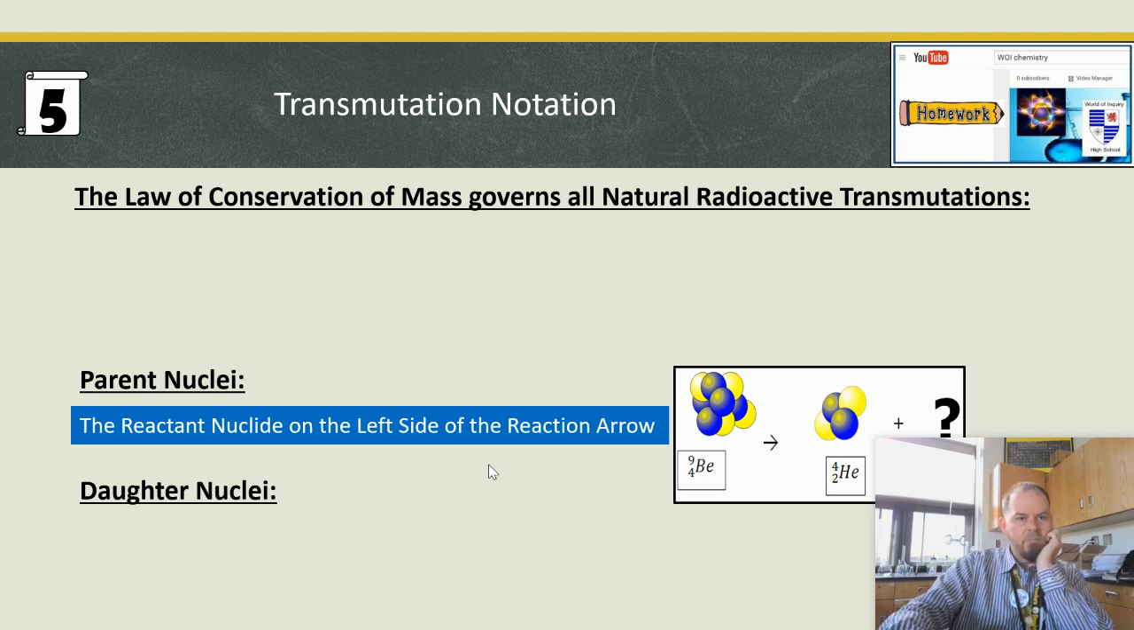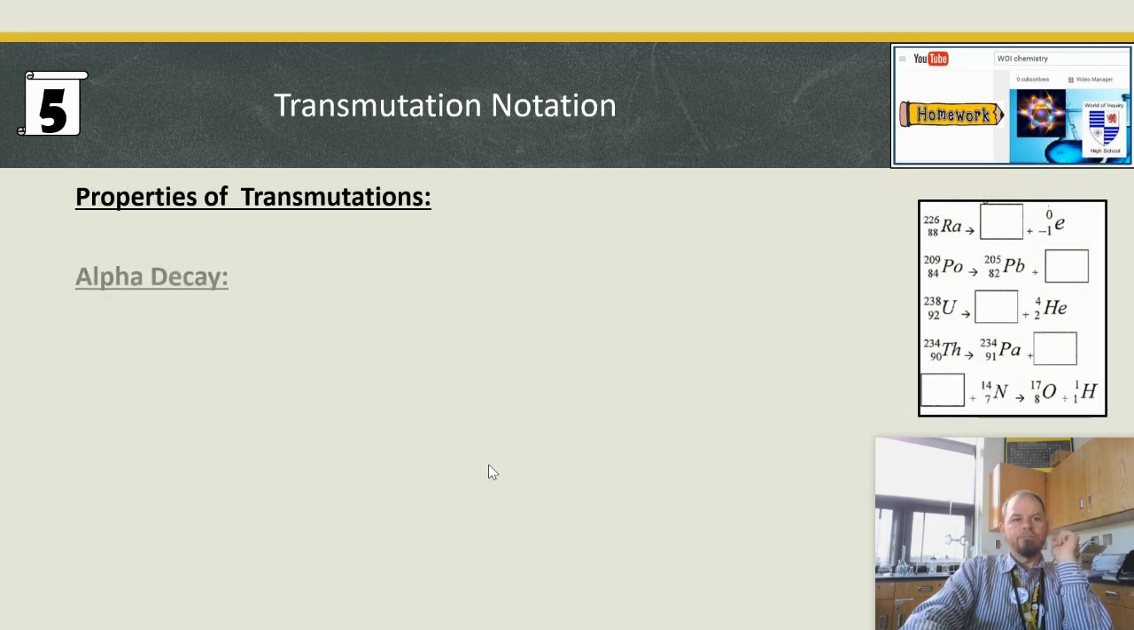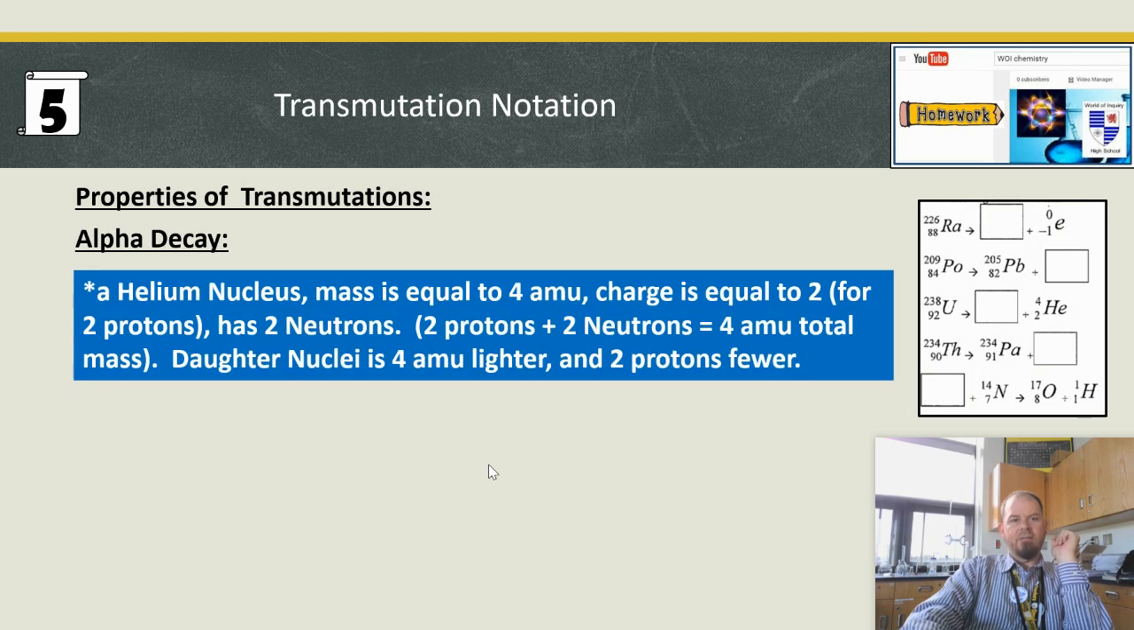All right, parent nuclei. This is the reactant nuclide on the left-hand side of the reaction arrow, because it is a reactant. Product is the right-hand side of the arrow, and could be whatever the math comes out to be plus the alpha, beta, positron, or neutron, or whatever the emission is going to be there.